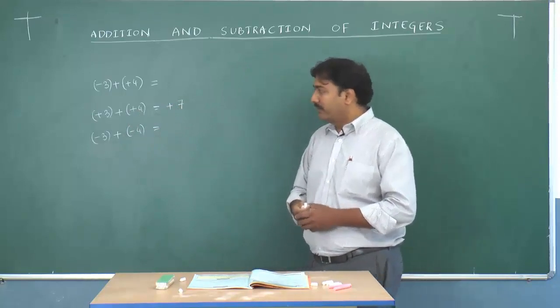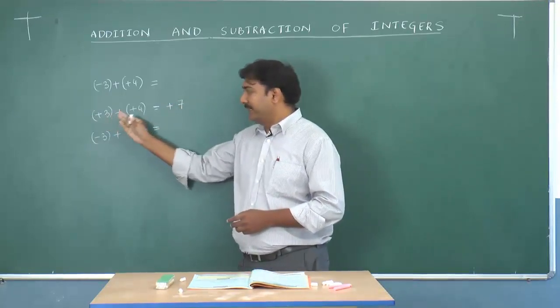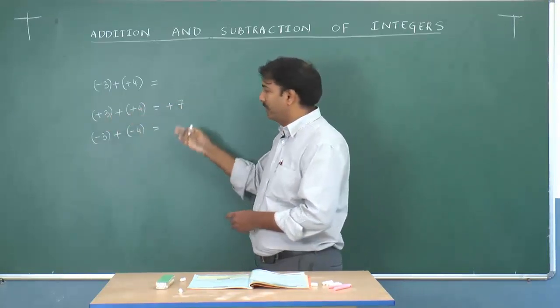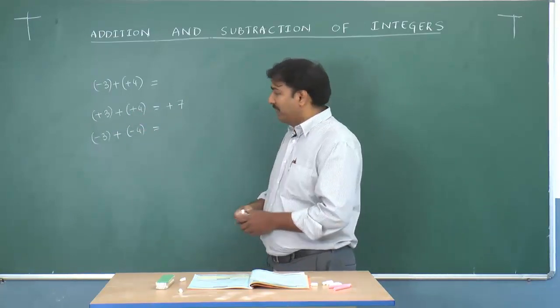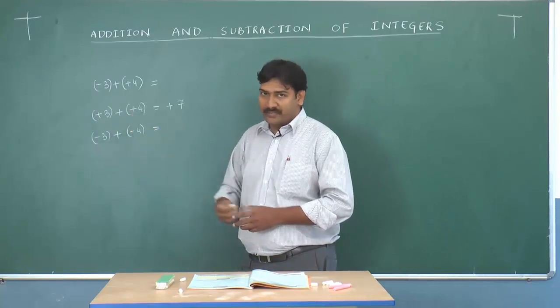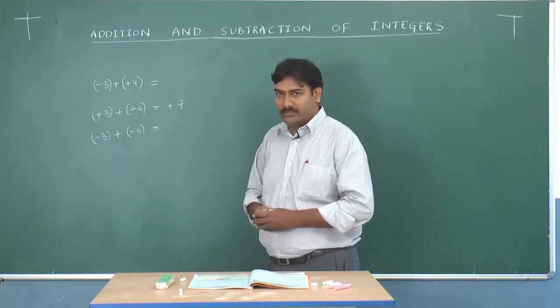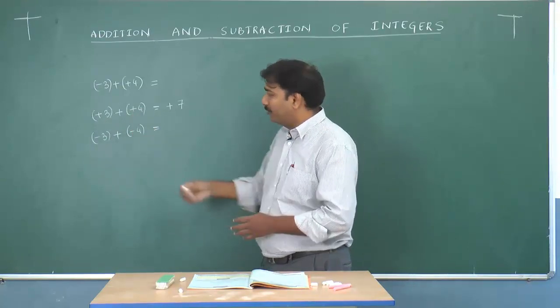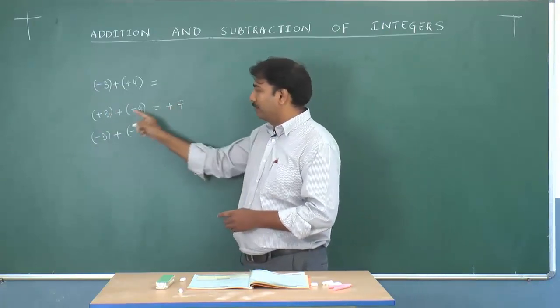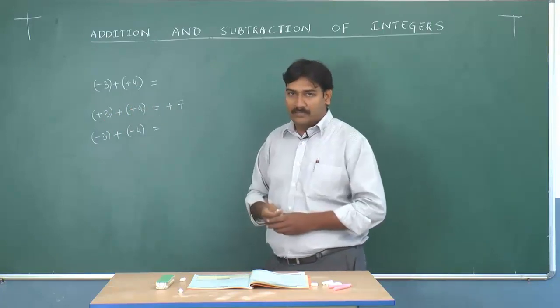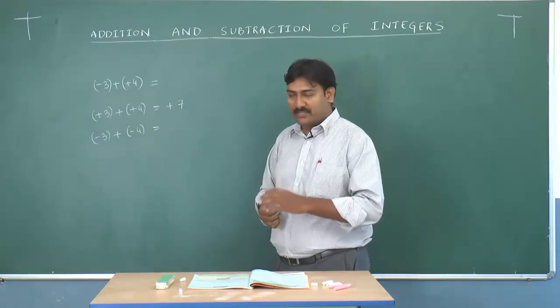So the sum of the two positive integers plus 3 and plus 4 is going to give you plus 7. So the first rule we have learned here is, whenever two positive numbers are given and we want to add them, just add the numerical values of those two numbers and put the positive sign. That is, the sum of two positive numbers is always positive.